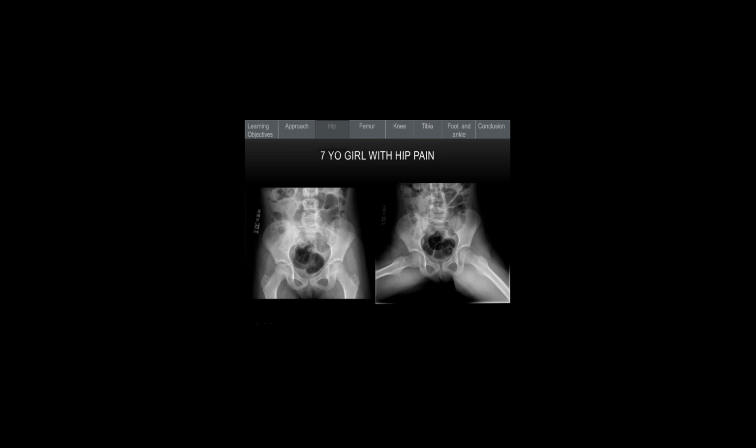We're going to start with cases. So the first case is in the hip. This is a case of a 7-year-old girl who's had hip pain for 1 week in her left hip.